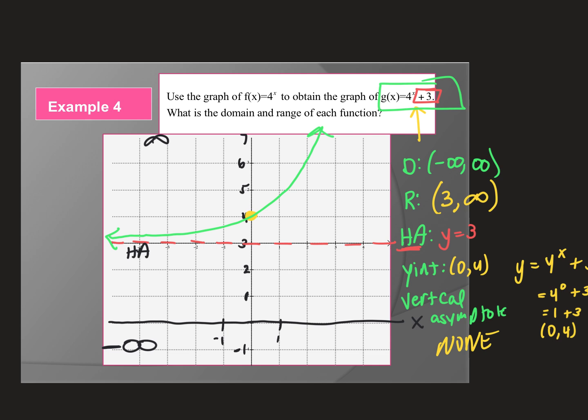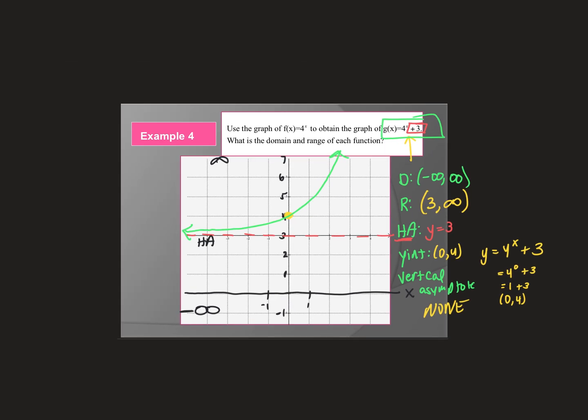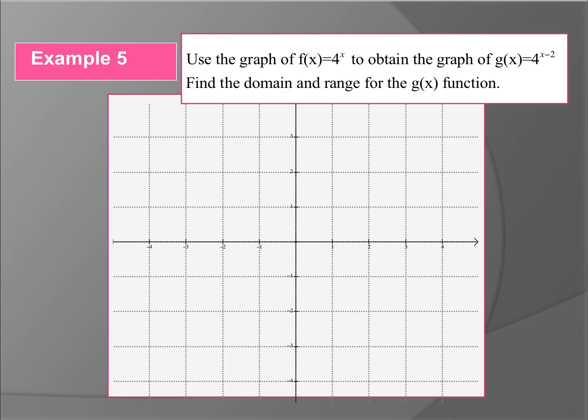Yes, sir? So does that mean that exponential functions can't have vertical asymptotes? Correct. Exponentials will never have vertical asymptotes. Logarithms will never have horizontal ones. They cannot coexist together. But it's really a quite simple concept. It really is, I promise.